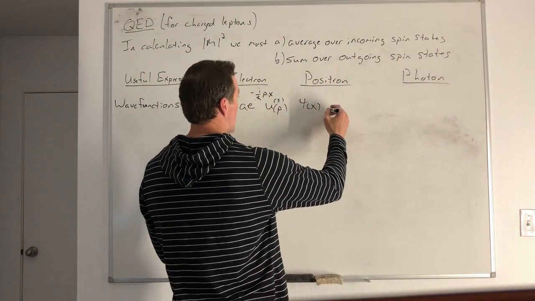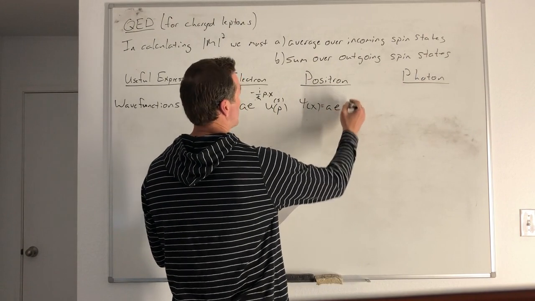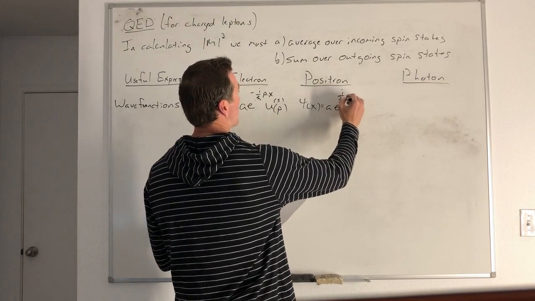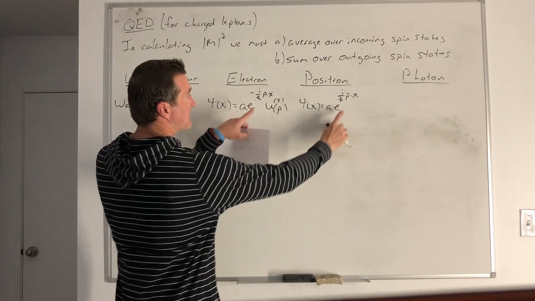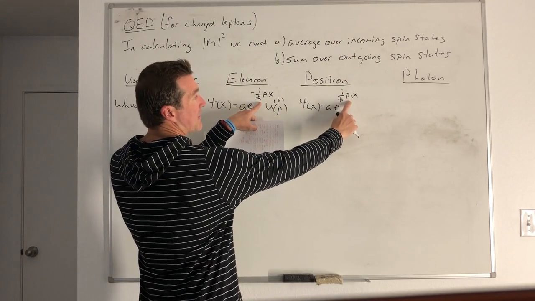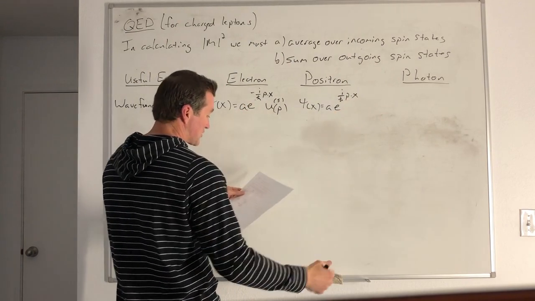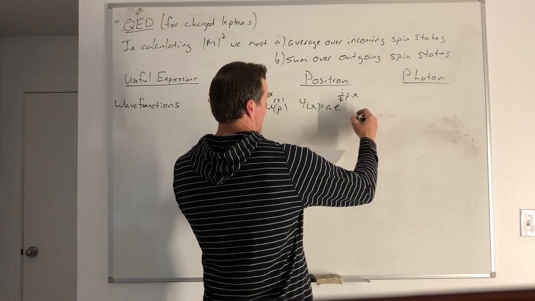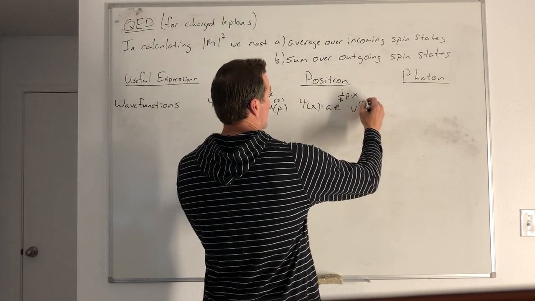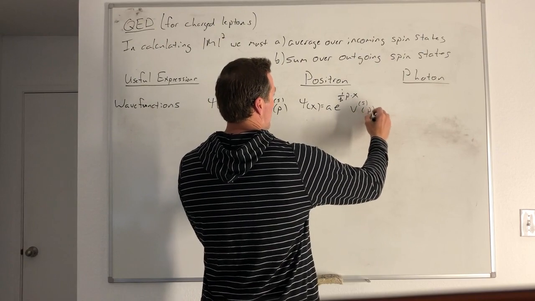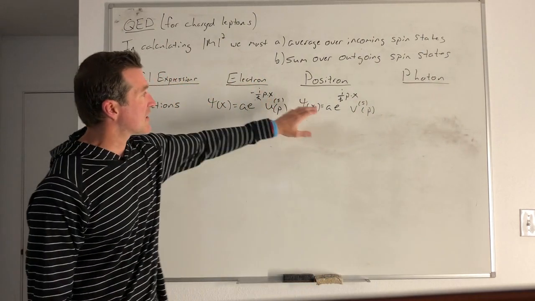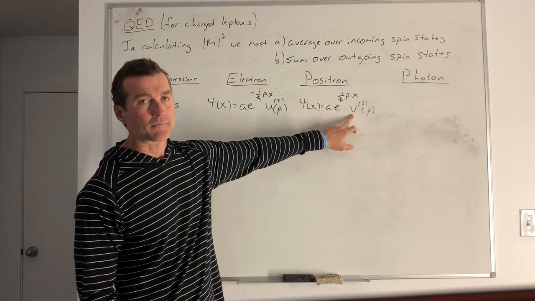Then psi of x for the positron we can write as A e to the i over h bar p dot x. This is how we identified the antiparticle. It evolves with the opposite sign in the exponential. And then we're going to give the spinors for positrons a different label, v.